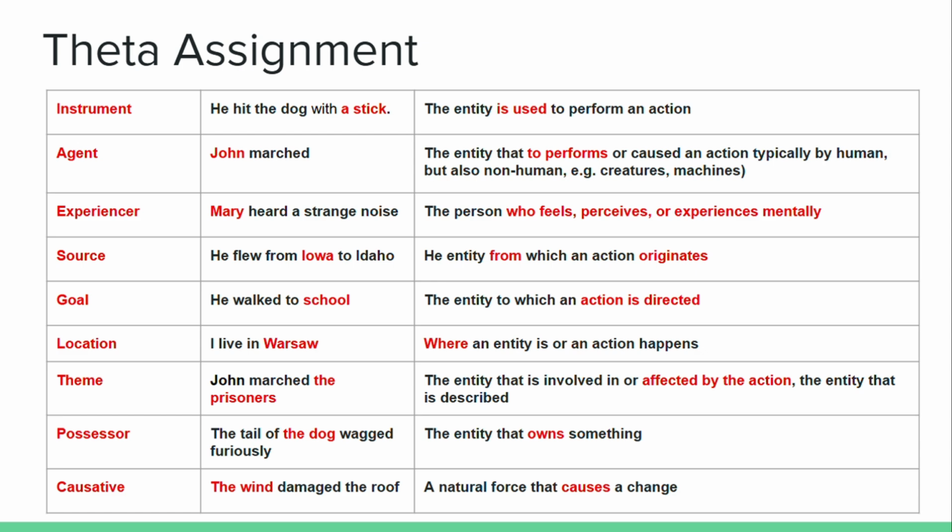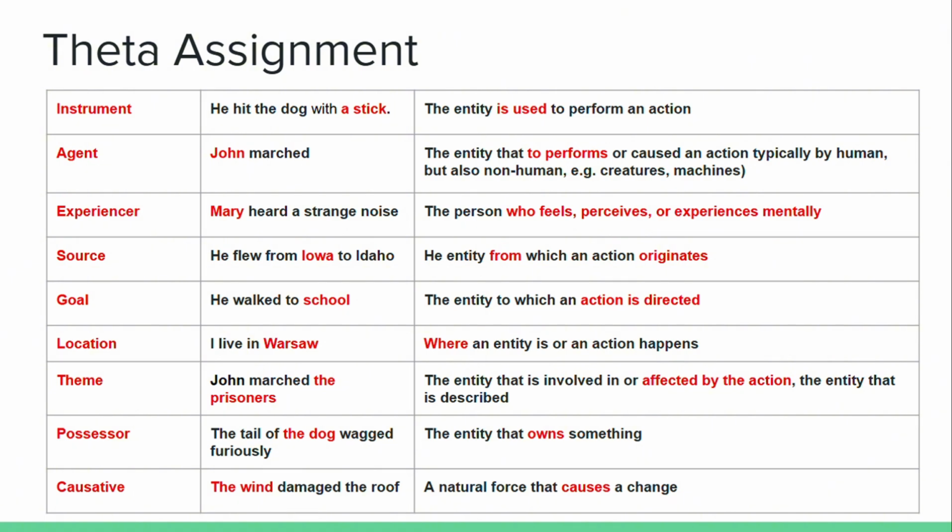The term experiencer is defined as a person who can feel, perceive, or experience something mentally. Let's look at the term source. The sentence, he flew from Iowa to Idaho. The noun Iowa is assigned the theta role of source. The term source is defined as an entity from which an action originates.